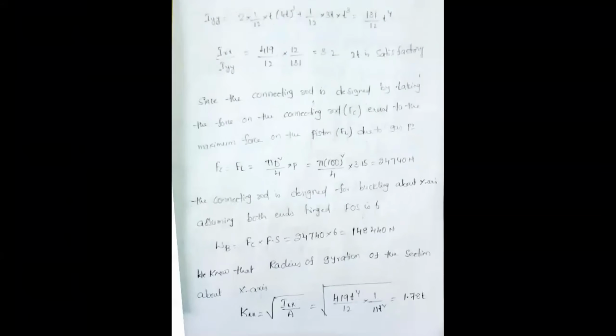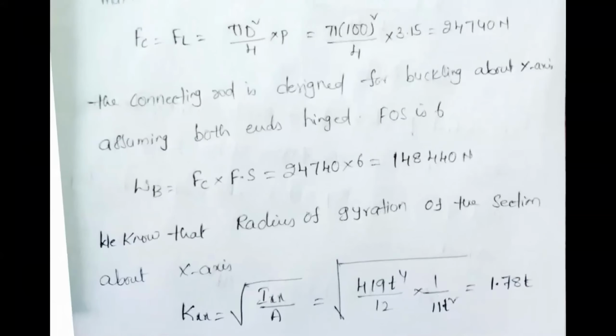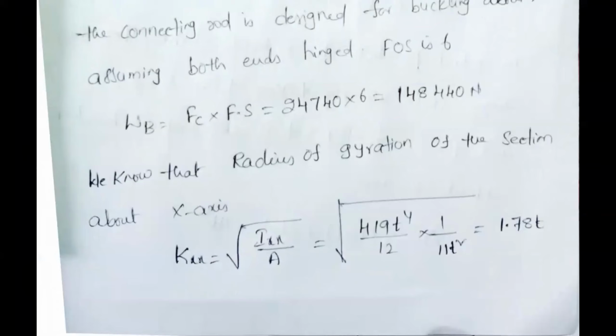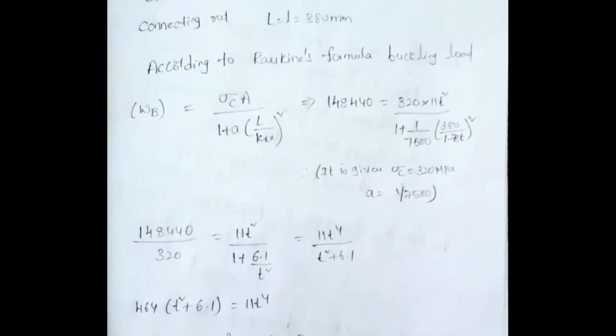Here the Kx value. Kx equal to the radius of gyration, Kx equal to square root of Ixx by A. Already we came across this formula, and already we discussed it in the design procedure also. So the Kx value equal to 1.78 T. Now simply substitute in the given relation.